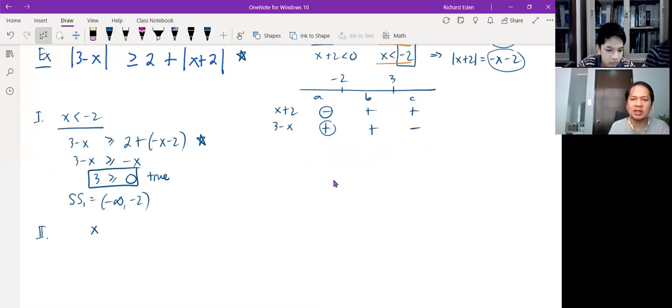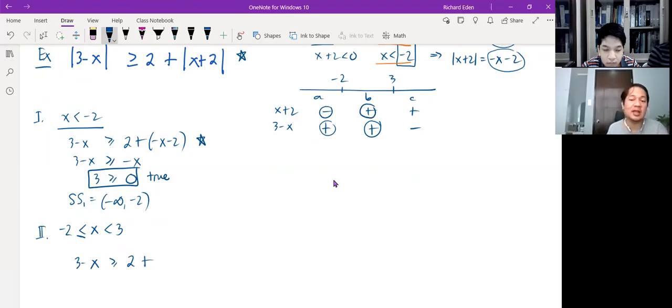Okay, next, suppose x is between negative 2 and 3, interval B. But let me include here, because in case 1, I didn't include negative 2. Let me include negative 2 here, just to make sure that x equal to negative 2 is included somewhere. Okay, in the second interval, the middle interval, 3 minus x is still positive. So the absolute value of 3 minus x is still itself, 3 minus x. And then that's greater than or equal to the following: 2 plus, now in the second interval, x plus 2 this time is positive. So the absolute value of x plus 2 is going to be itself.